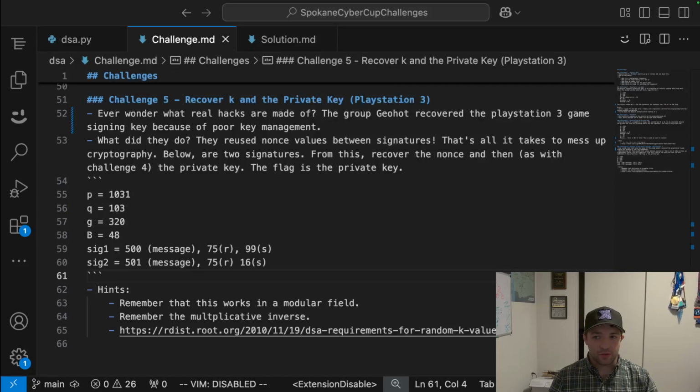This is the final challenge of the DSA, or Digital Signature Algorithm Series, from the 6th year of the Spokane Cyber Cup. This one, we're going to be learning how to recover the private key when you actually don't know K. In the first challenge, we just digitally signed some information. The second challenge, we knew K, and we used that known K to recover the private key. This time, we don't know K, but we're going to recover K. And then once you recover K, we're going to recover the private key.